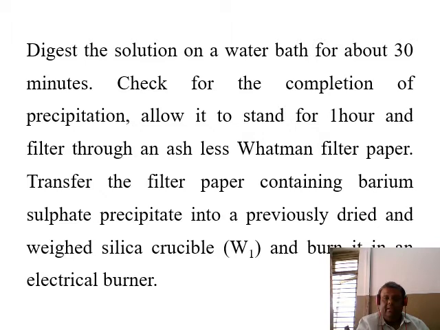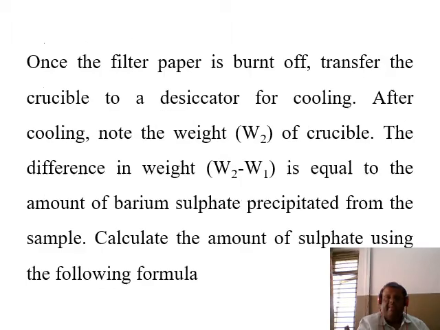Keeping this crucible in an electrical burner, it is heated. This practice will enable the burning of the Whatman filter paper. Because paper is a hydrocarbon, carbon dioxide and steam are generated and escape into the environment. So then the crucible will have only the barium sulfate precipitate.